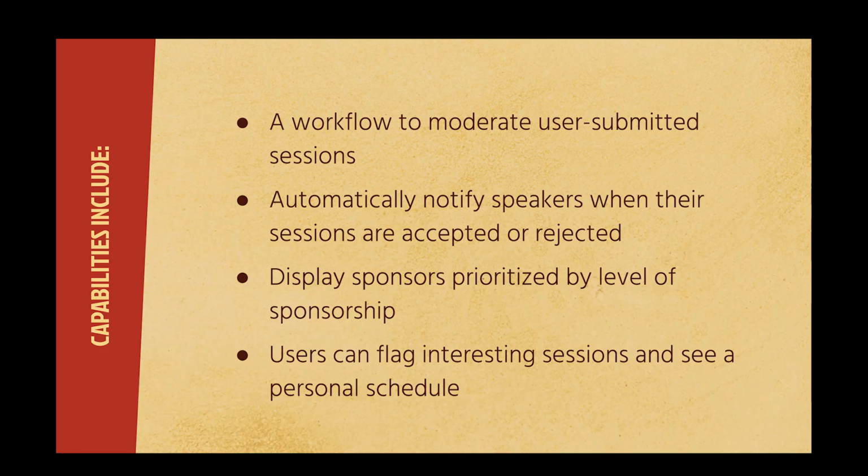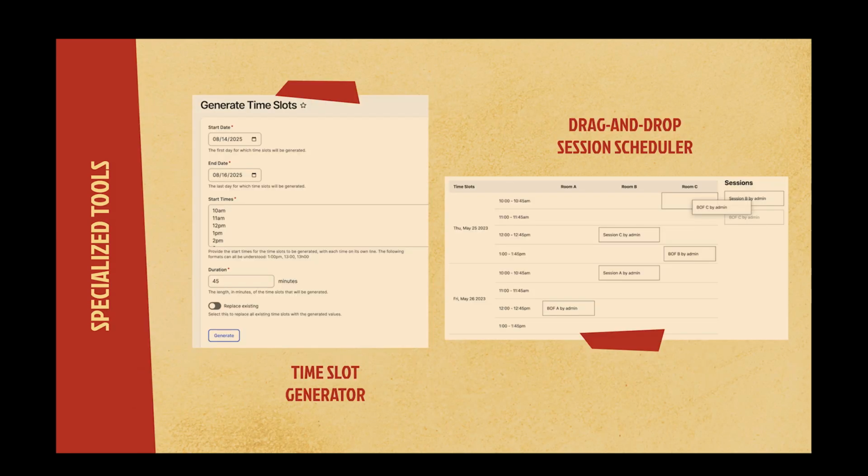Some of the capabilities you'll get if you use the event platform are a specialized workflow to moderate user-submitted sessions. It will automatically notify speakers if their session is accepted or rejected. You can display sponsors prioritized by the level of their sponsorship, so platinum, gold, and so on. Users can flag sessions that they're interested in and then see those in a personalized schedule, as well as some other things that we'll see.